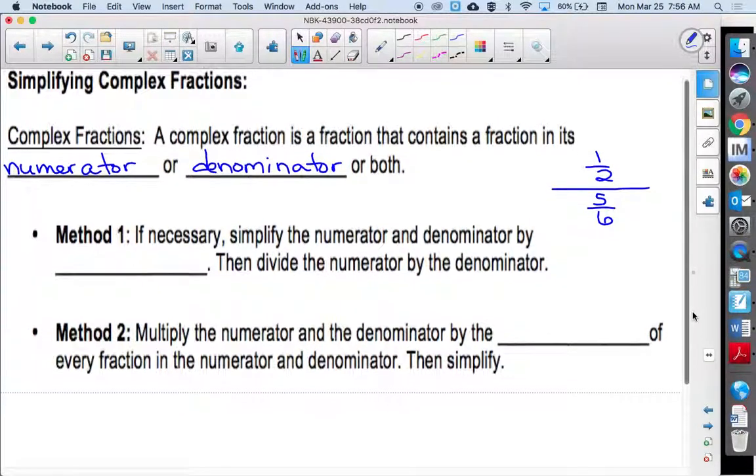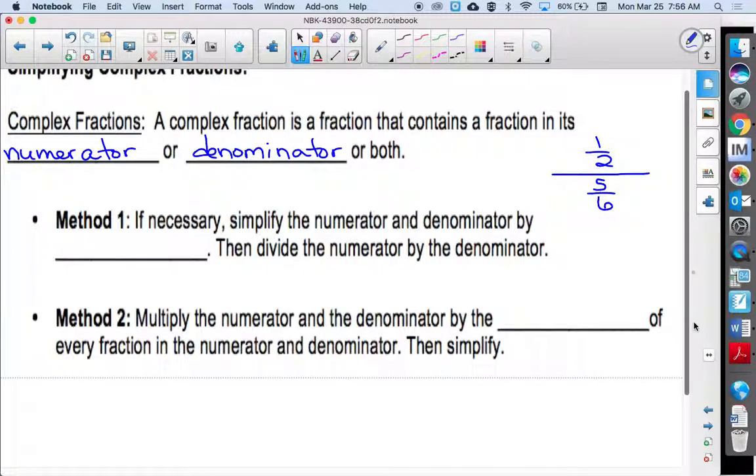There are two different ways that we can simplify complex fractions, and it kind of depends on what problem you're given and the method you'll use. So the first one says, if necessary, simplify the numerator and denominator by finding the least common denominator. And then we'll either be adding or subtracting. Just abbreviate there. It's a short little line.